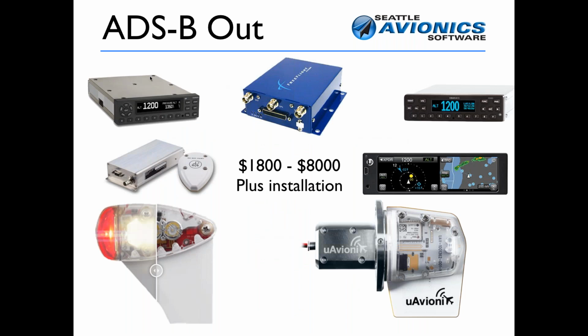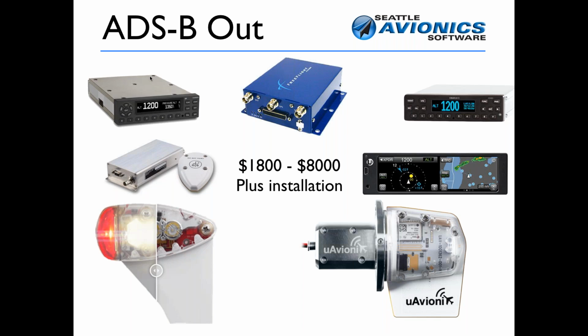ADSB out is an interesting technology in that it is just a transmitter. So in theory, the stuff may be arguably not that expensive, but it is. There are a number of different systems on the screen. These are not all of the ADSB out systems you can get, but let's just cover a few of them. Starting in the upper left corner, you have the Garmin, I believe that's the 345. The blue one is a Free Flight Systems Ranger. You have the Stratus ES or ESG.